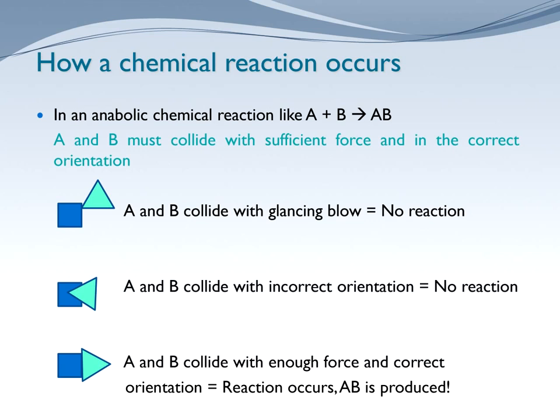To better understand how a chemical reaction occurs, let's use an anabolic reaction like the one between A and B as an example. For the reaction to take place between A and B, they must be oriented relative to each other in a specific way and must collide with each other with sufficient force. If these two molecules are not in the right orientation, or if they are colliding but not with sufficient force, the chemical reaction might not occur.